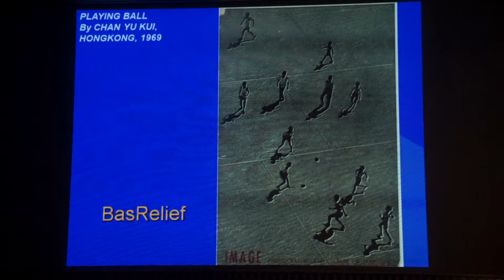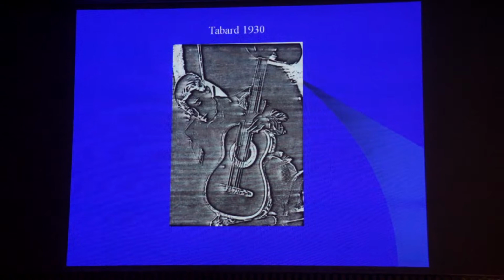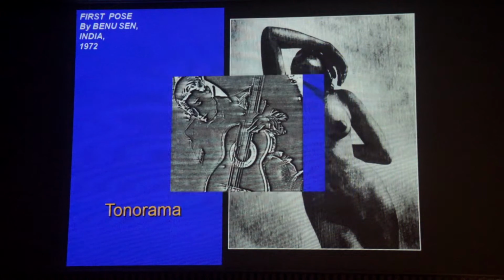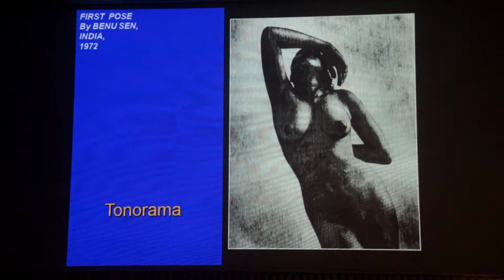Next. This is known as bas relief. Next. This is a relief, which is actually just an ageing type. Next. This is a Tonorama technique developed by Venushen. This tone separation using the technique of solarization is known as Tonorama. It was done by him in 1972, this particular photograph.